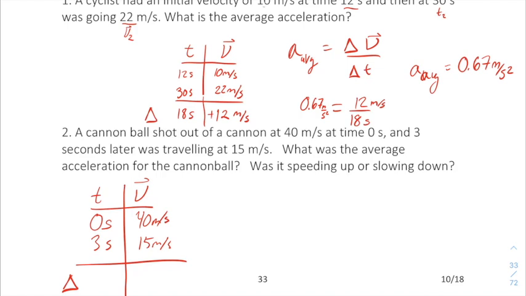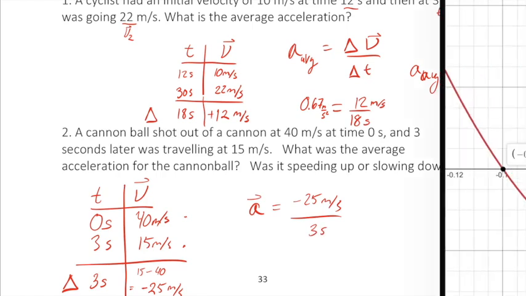So we have a total change in time of 3 seconds, and we have a total change in velocity. In this case, we have to think that this is the second velocity minus the first. So we're going to do 15 minus 40, which is negative 25 meters per second. So our acceleration is going to be negative 25 meters per second divided by 3 seconds.